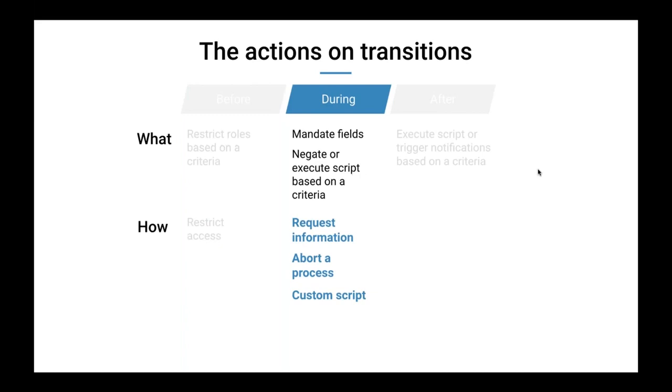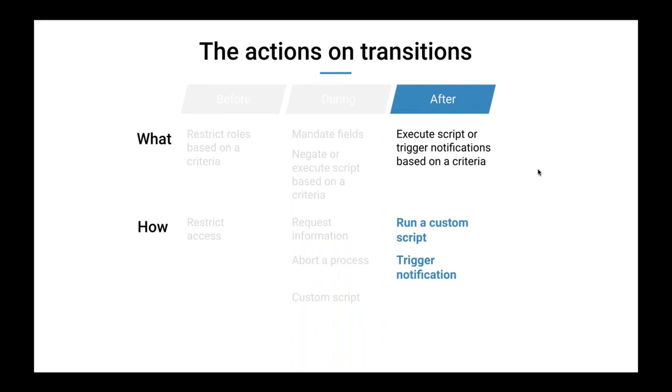And during the movement from one status to the other, I can mandate fields, stop the request from being processed, or execute a script. So what I'm doing is gathering request information, or I abort the request process, or I execute a custom script. And in the after, once the transition happens, I can run a script again, or I could trigger a custom notification for that particular operation alone.